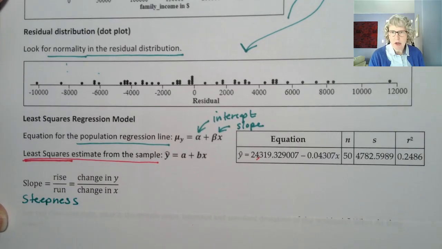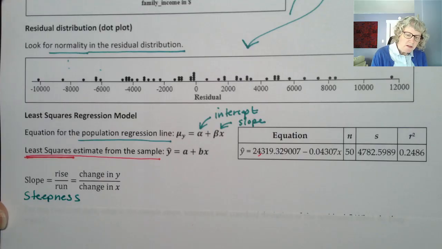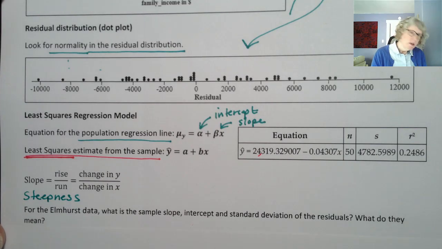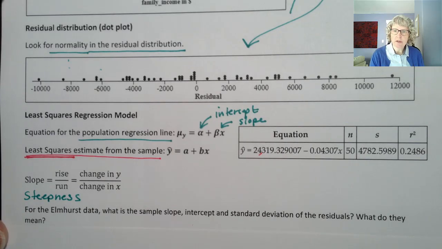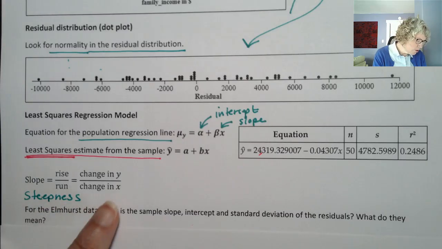Also tells us whether it's positive or negative, okay? So let's interpret the slope. For the Elmhurst data, what's the sample slope, intercept, and standard deviation of the residuals? What do they mean? Okay, so let's go ahead and work on that. So let's work on the slope first.